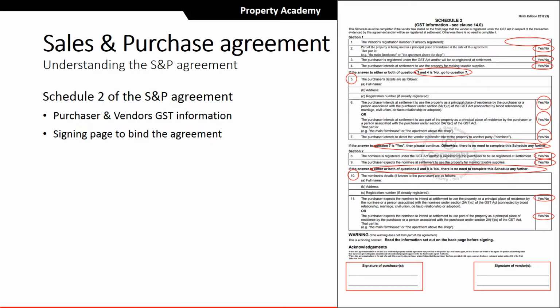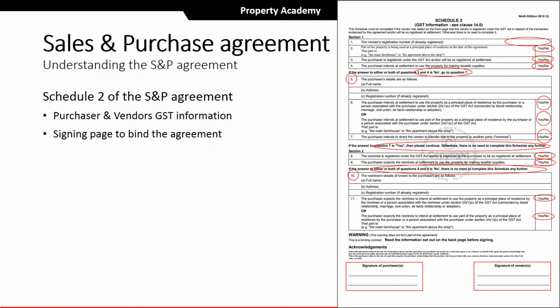So in section 1, you see the first thing I've highlighted there, and that says the vendor's registration number. So very straightforward. If the vendor is GST registered, this is where their GST number would go, and you would ask the vendor if they are, what their GST number is, so you can actually write that in the sales and purchase contract.